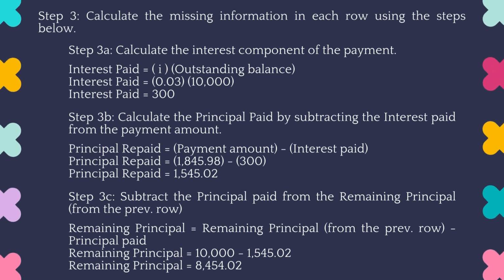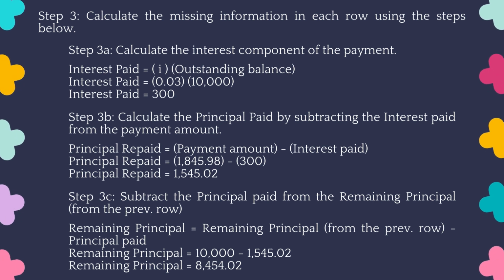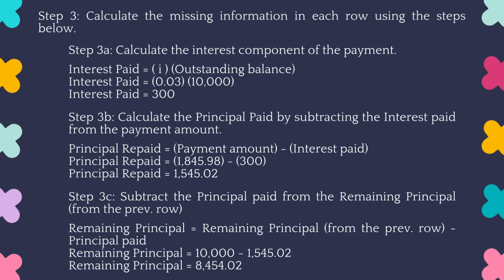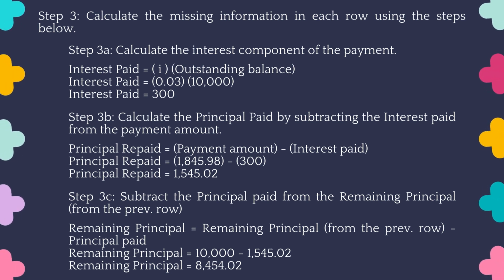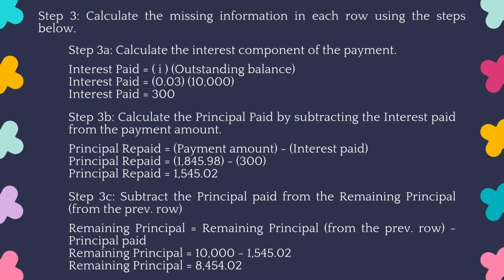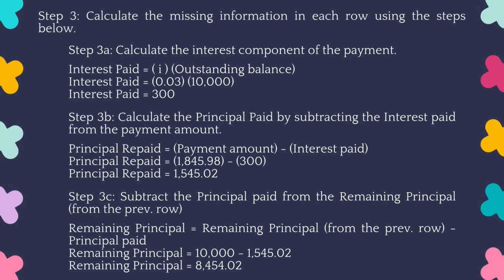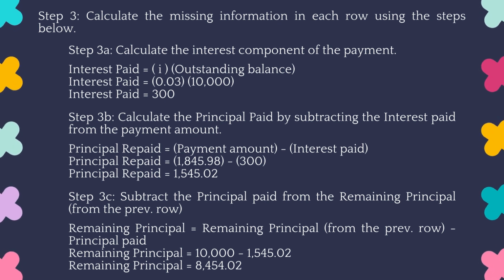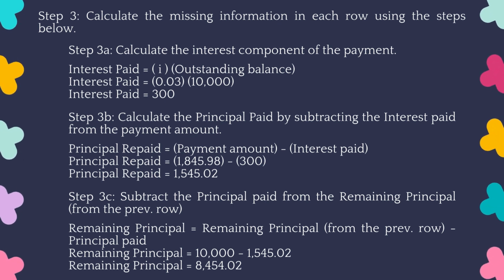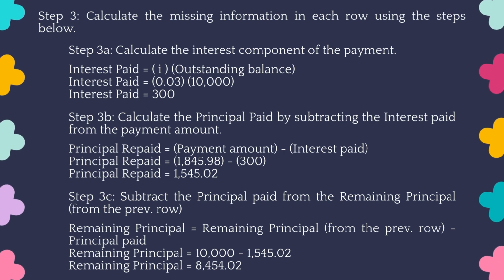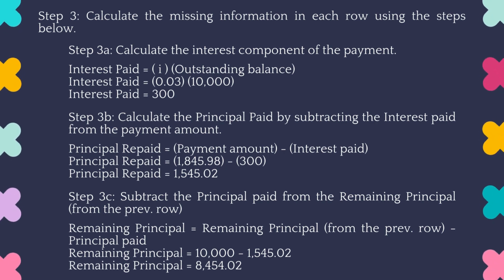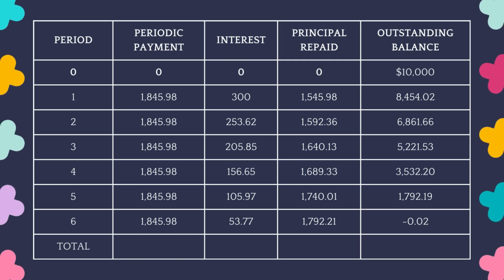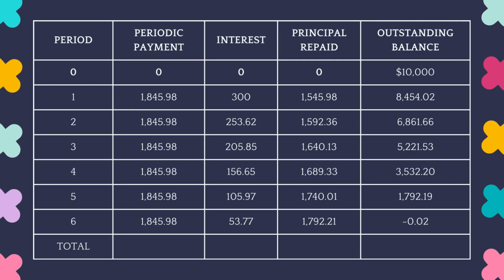And then the next step, we need to calculate the principal paid by subtracting the interest paid from the payment amount. So principal repaid equals the payment amount minus the interest paid. The payment amount is 1,845.98 minus the interest paid, which is 300, to get the answer of 1,545.02. And then repeat the same process using the same formula until the period of 6 to get the payment of each period.